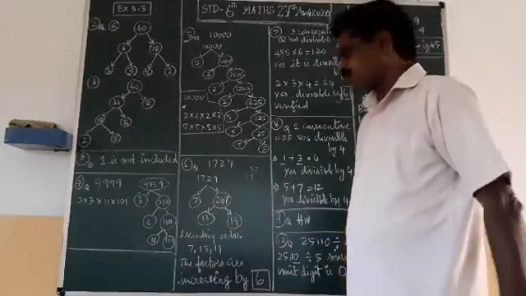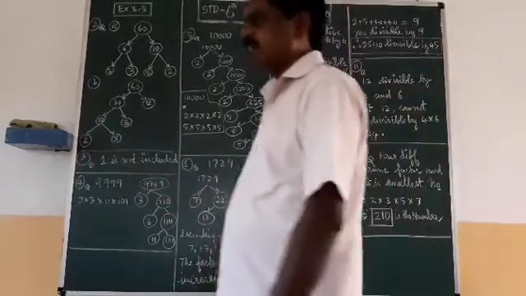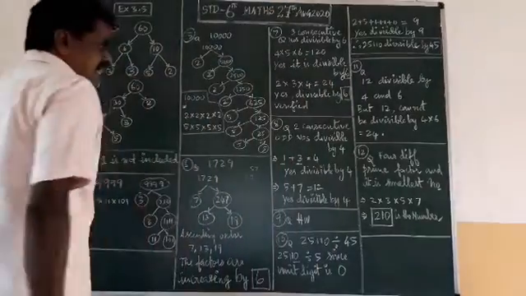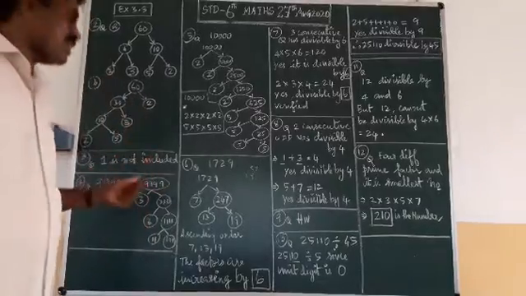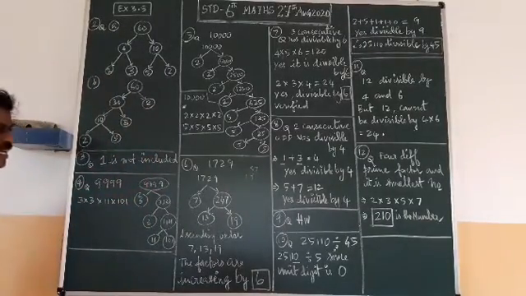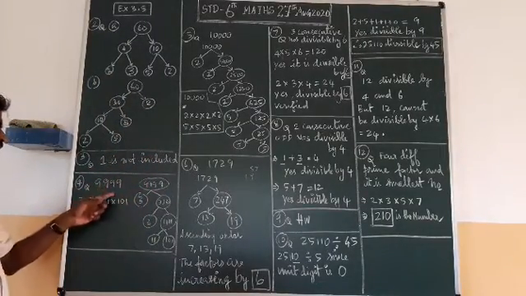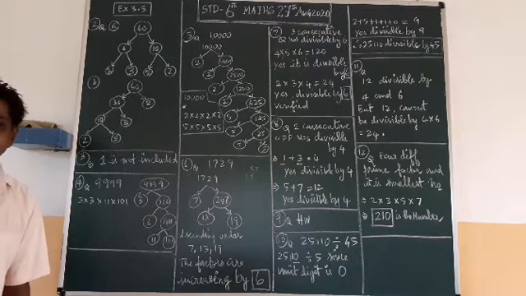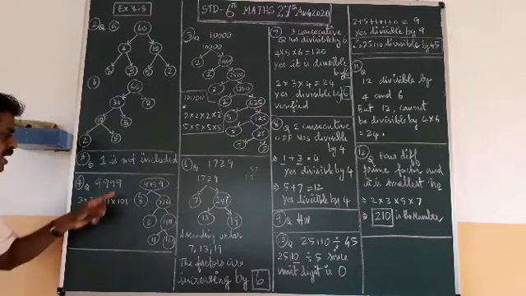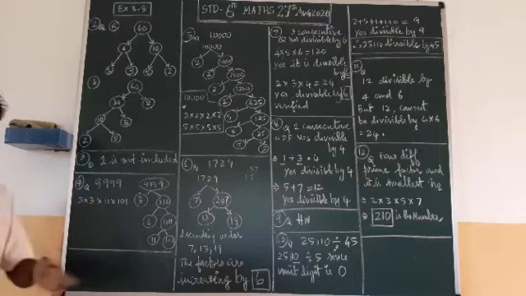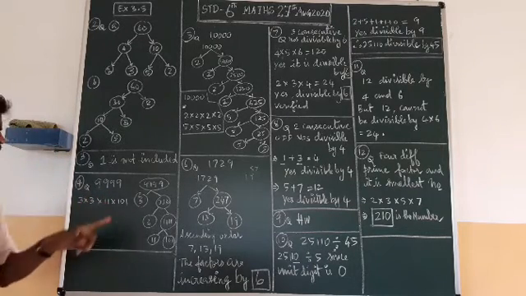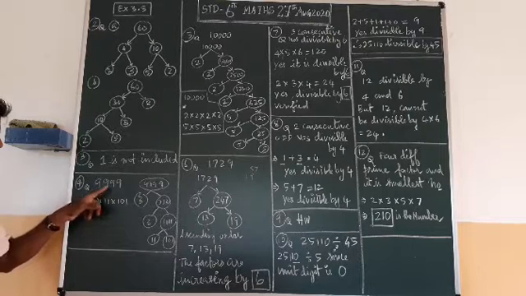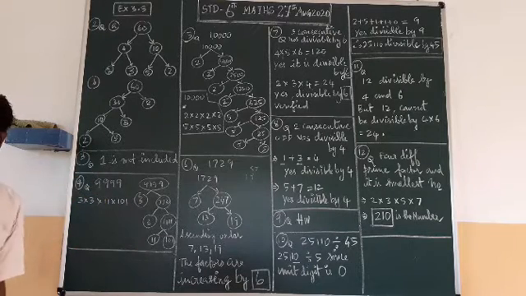Okay, then the fourth question. Write the 4-digit greatest number and factorize it. What is the 4-digit greatest number? 9999. That is your greatest number in 4 digits, because after that, if you add 1, it will become 10,000, a 5-digit number. So the largest 4-digit number is 9999.